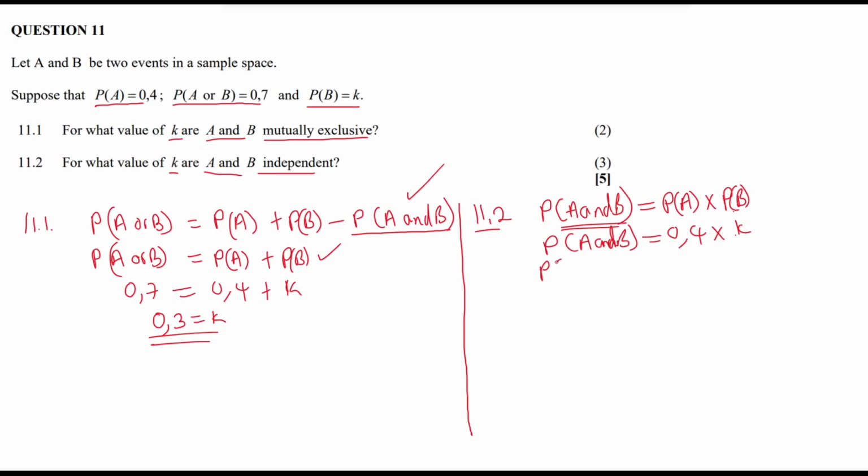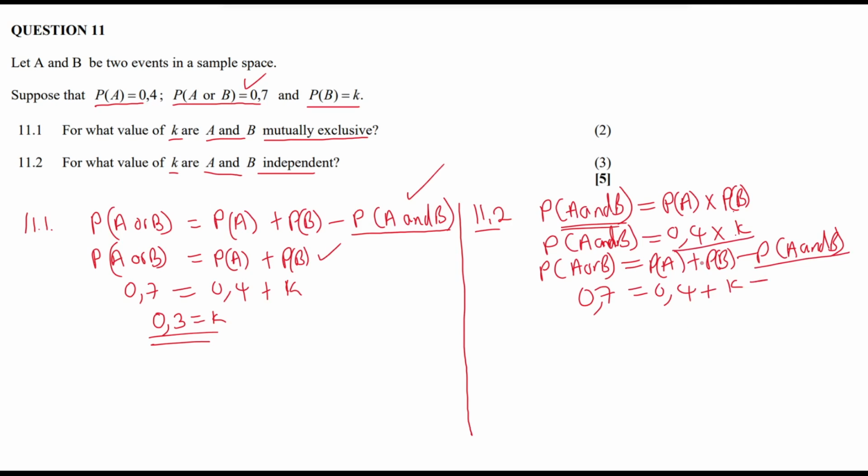So it's going to be probability of A or B is equal to probability of A plus probability of B minus probability of A and B. Right, we still want to find the value of K. So we have the probability of A or B, which is 0,7. We have the probability of A, which is 0,4. And then probability of B is K. And then minus probability of A and B, we just got it here, which is 0,4K. Minus 0,4K like this. And then we can solve for K here.